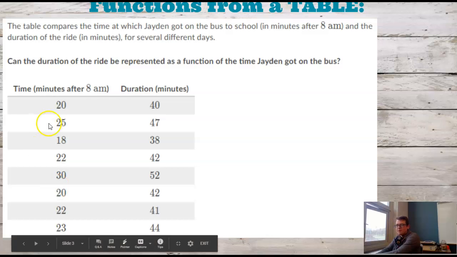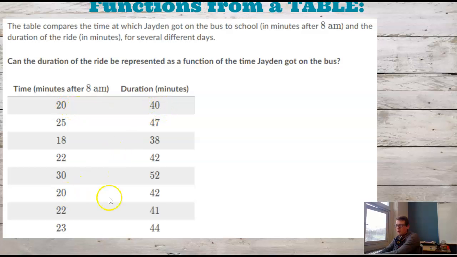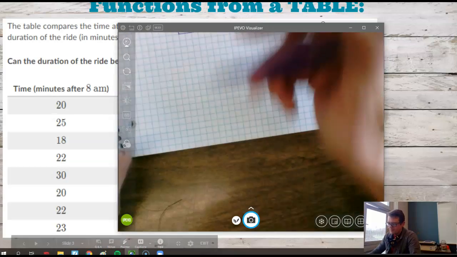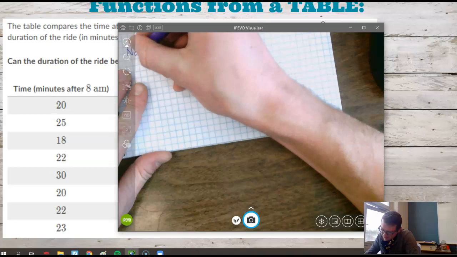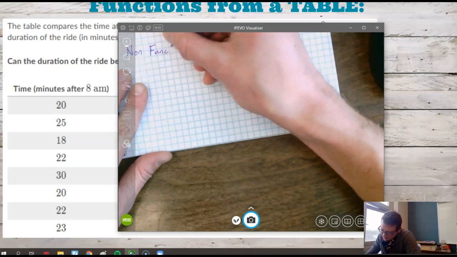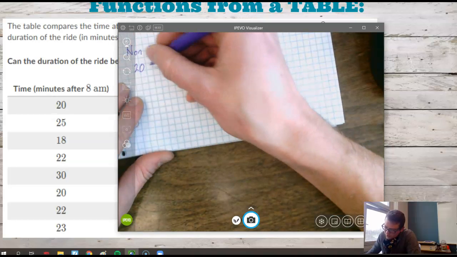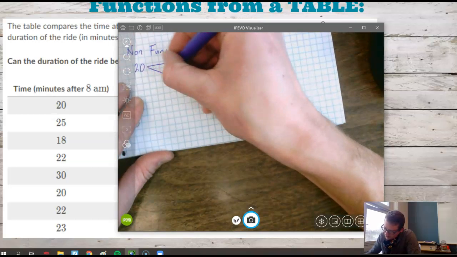So this was an example of a non-function, because if you look at 20, it maps to 40, but it also maps to 42. So we should probably write this down. Let's give an example of a non-function. So we're going to come back to the graph I drew there. A non-function example has 20 going to 2 different outputs.